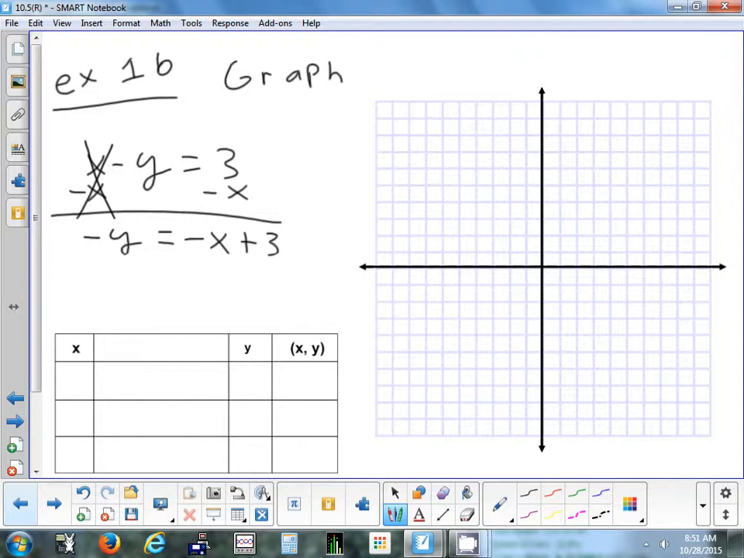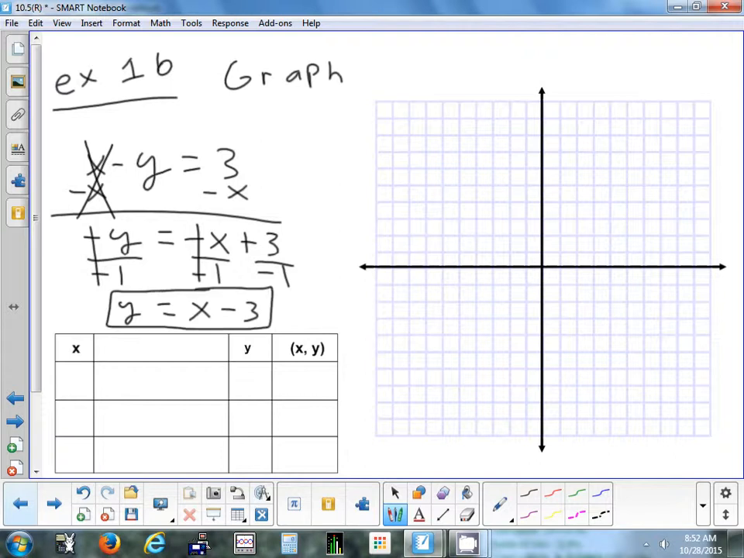Sabrina? Yeah. Divide everything by negative 1. Okay? That's going to cancel out that. So now we got y by itself. What's negative x divided by negative 1? Yeah, just x. Yep. The negatives on the top and bottom cancel both out, it becomes positive x. Positive 3 divided by negative 1. Negative 3. Now, we got our equation ready to go.